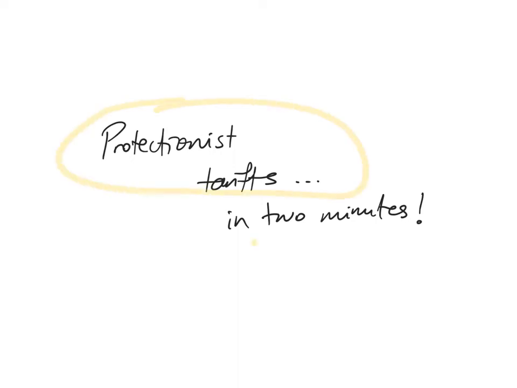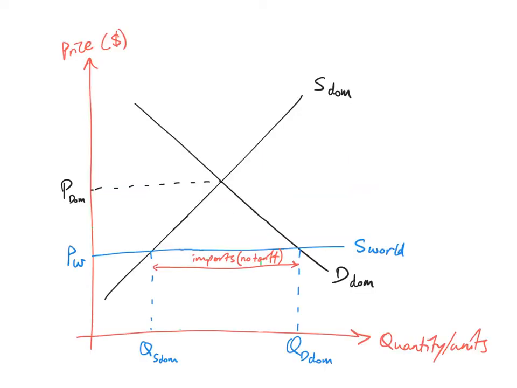Protectionist tariffs in just 2 minutes. So let's assume we're talking about a hypothetical country and a hypothetical product. Now, this country does not have a comparative advantage in the production of that product.